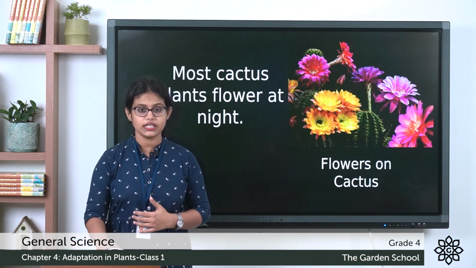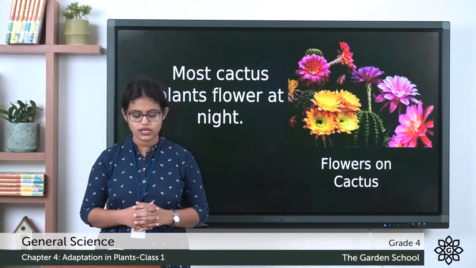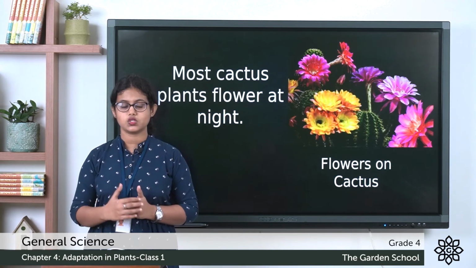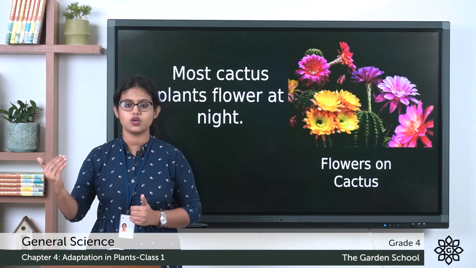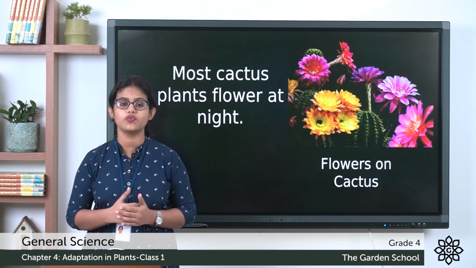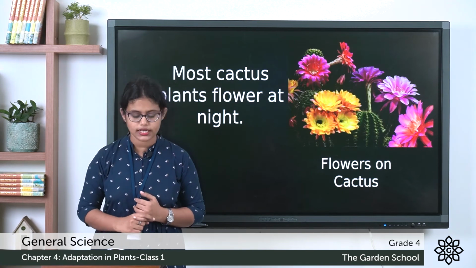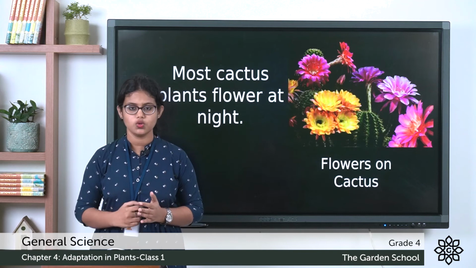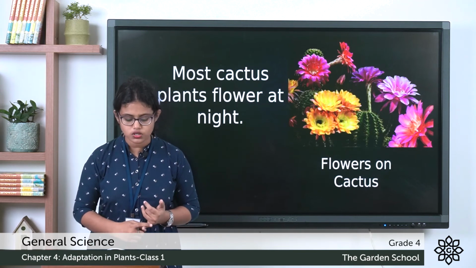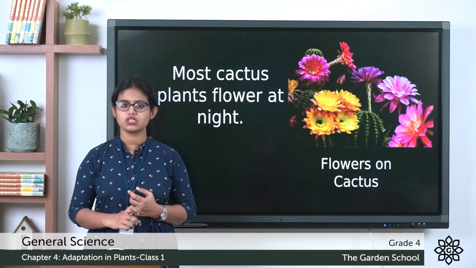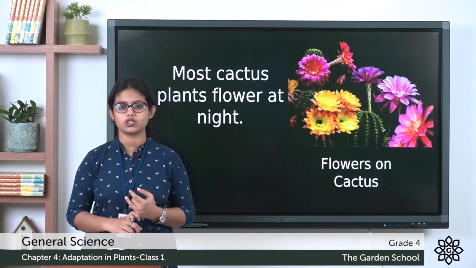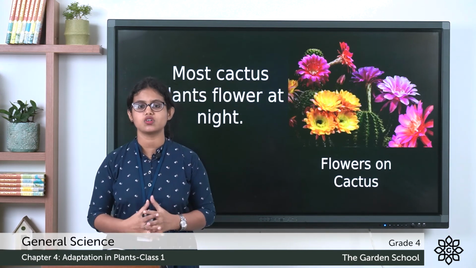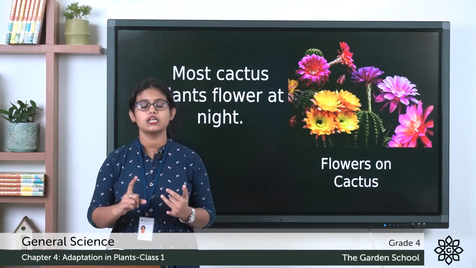On page number 38, two more questions are given. Tick the correct option. Cactus plants make food in their stems or roots? They make food in their stems. Second one: in cactus, leaves are reduced to spines to store water or prevent loss of water? The answer is prevent loss of water. So this is about terrestrial plants.